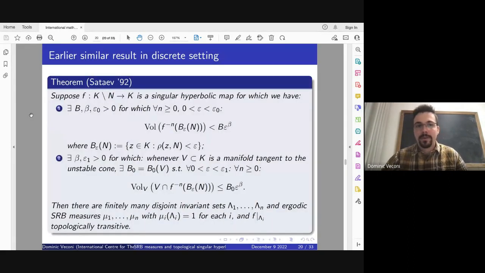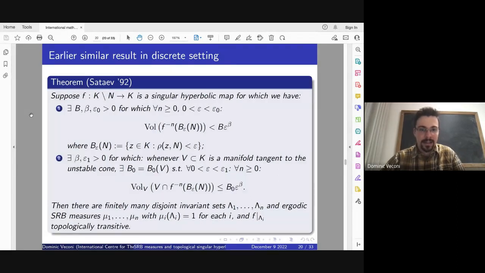Now, to Puyo's question, in the same year, Eugene Satayev also showed that there are finitely many ergodic SRB measures and finitely many disjoint invariant sets, each of which supports one of those SRB measures. But Satayev's result does not use the topological assumptions on the attractor that we mentioned earlier on. Satayev uses different regularity assumptions on the recurrence of the dynamics. In particular, Satayev requires that the volume of backwards iterates of a neighborhood of the singular set is bounded in a particular way.